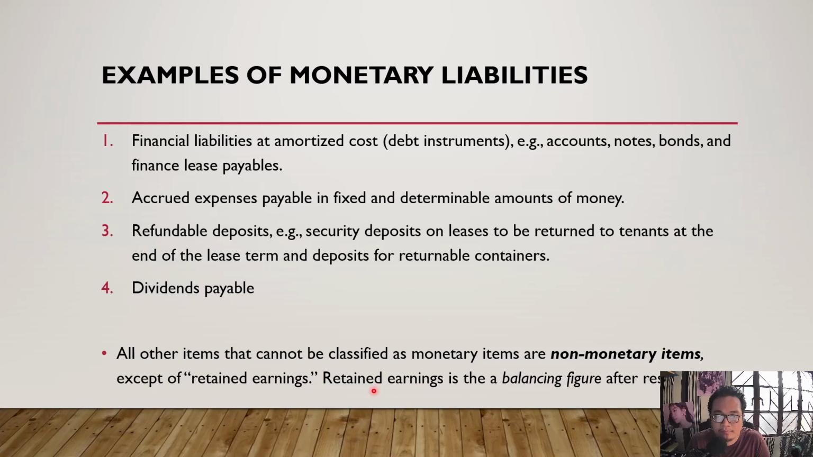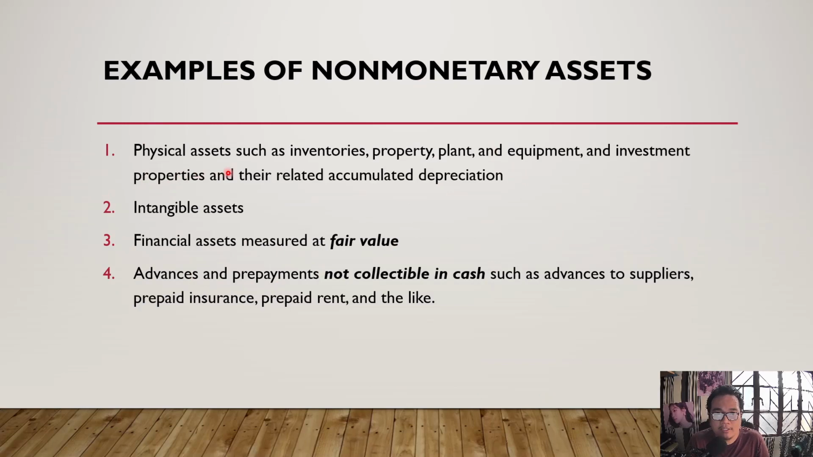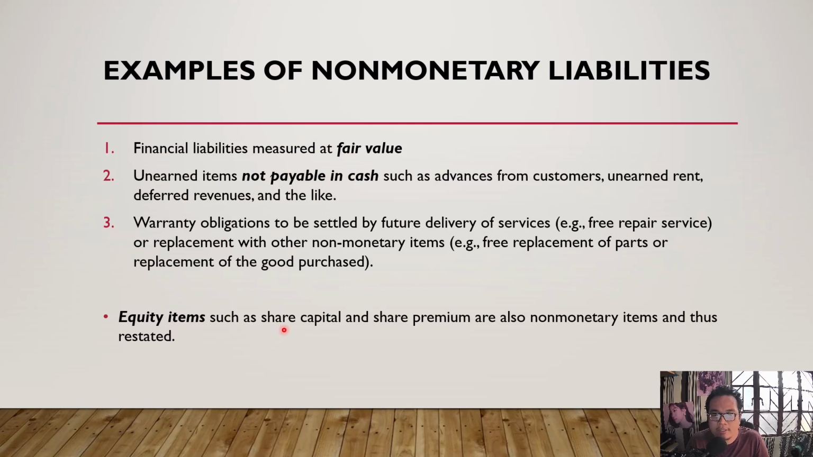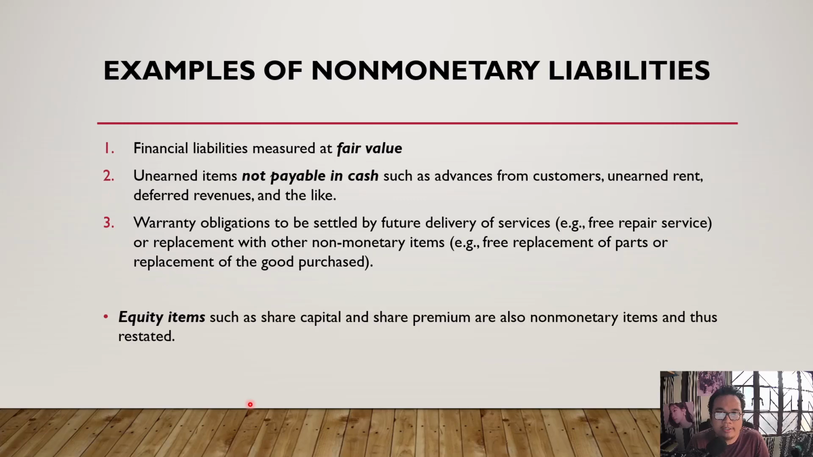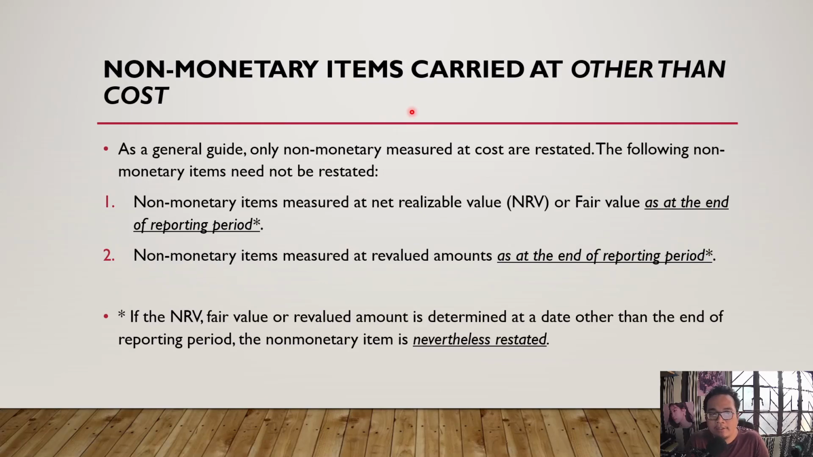Examples of non-monetary assets: physical assets, inventories, intangibles, financial assets at fair value, advance payment, etc. Ito naman, non-monetary liabilities. And equity items such as share capital and share premium are also considered to be non-monetary items and thus restated. So, si retained earnings, equity item rin siya pero anak bulan siya, neither sa dalawa. Non-monetary items carried at other than cost. As a general guide, only non-monetary items measured at cost, sila lang yung nire-restate.